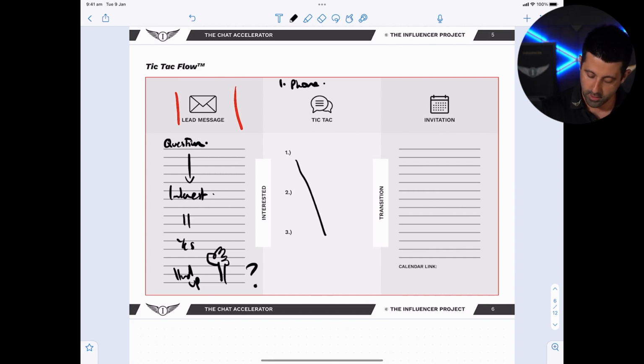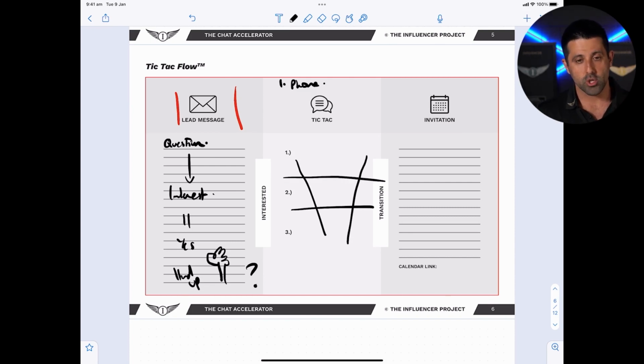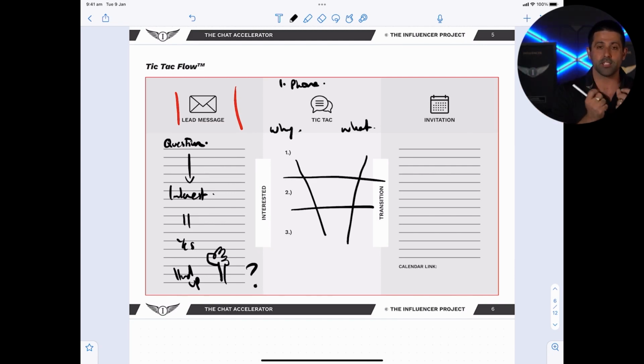And if we look at this as a qualification funnel, each question should dig a little bit deeper into why they're interested and what they need. So why are they interested and what do they need? That's what we want to find out now. So if someone says, I'm interested, we might go, well, can you tell me a bit more about why you're interested and what you need? That's a really good way to qualify people, right? So we might go, perfect.